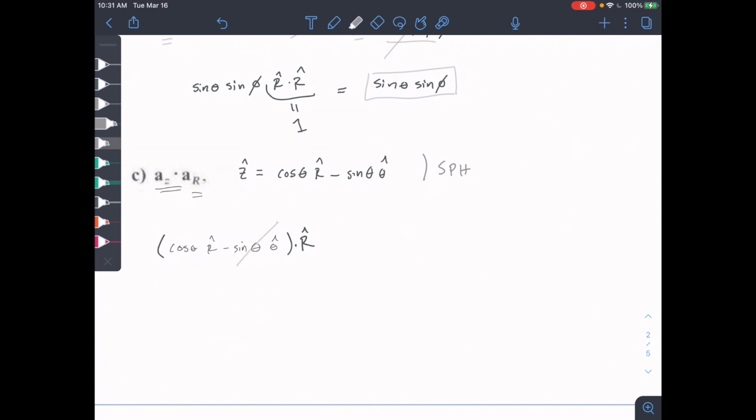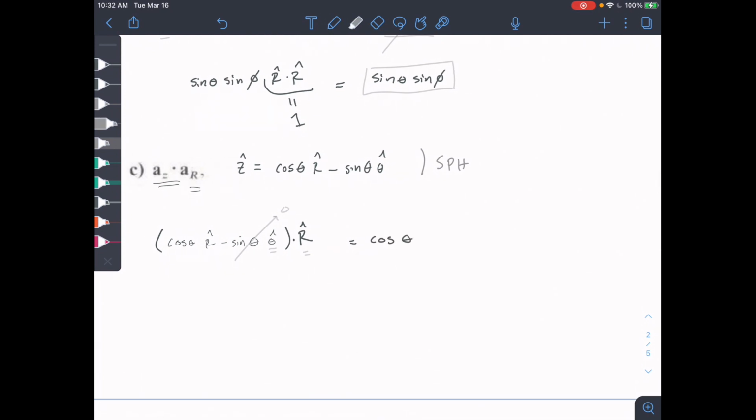I'm going to cancel this term, because these two are perpendicular to each other, and then r hat dot r hat is equal to 1. So basically all I have left is cosine of theta. That's my answer. I'm going to check these really quick to make sure that we're getting the right answers here. Cosine of theta, yep, we are good.